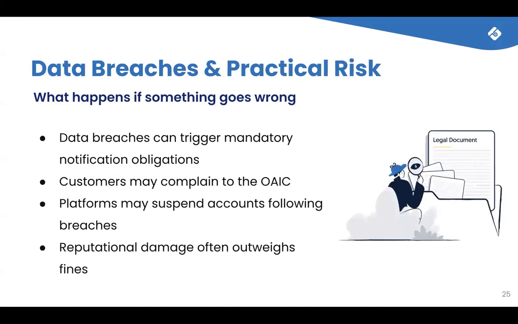So what happens if something goes wrong? Data breaches aren't just a technical issue, they can be a legal and reputational risk for your organization. Depending on the circumstances, a breach can trigger mandatory notification obligations, complaints to the Office of the Australian Information Commissioner, and in some cases, account suspension by the platform you rely on when you sell online. So why is this important? In practice, reputational damage often hurts more than just monetary damages, because customers can lose trust quickly, and trust is hard to rebuild.